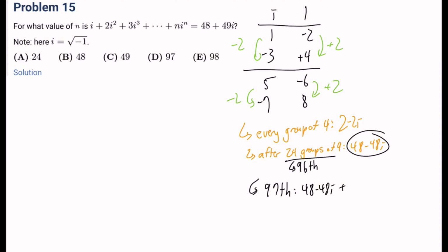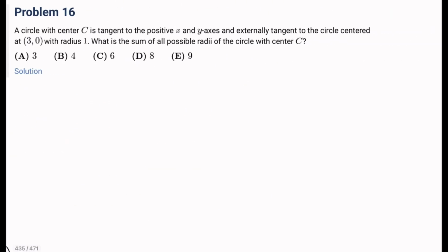So this will be plus 97i, and this is equal to 48 plus 49i, which is what we want in the first place, right? And so it's the 97th one. The answer is D.